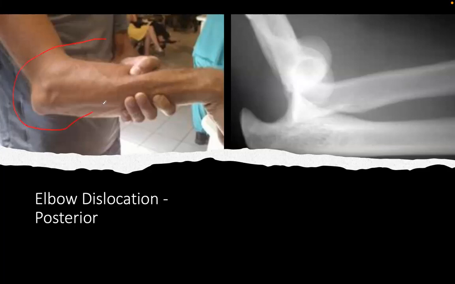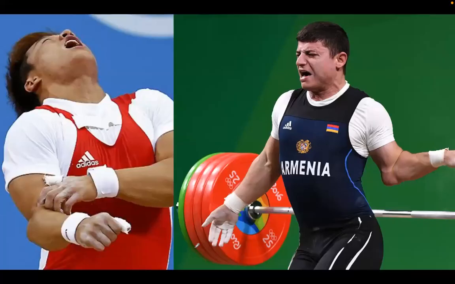Now look at these photos. This is a classic posterior elbow dislocation. This is the radiograph of a posterior elbow dislocation. Painful or not, these are classic posterior elbow dislocations.